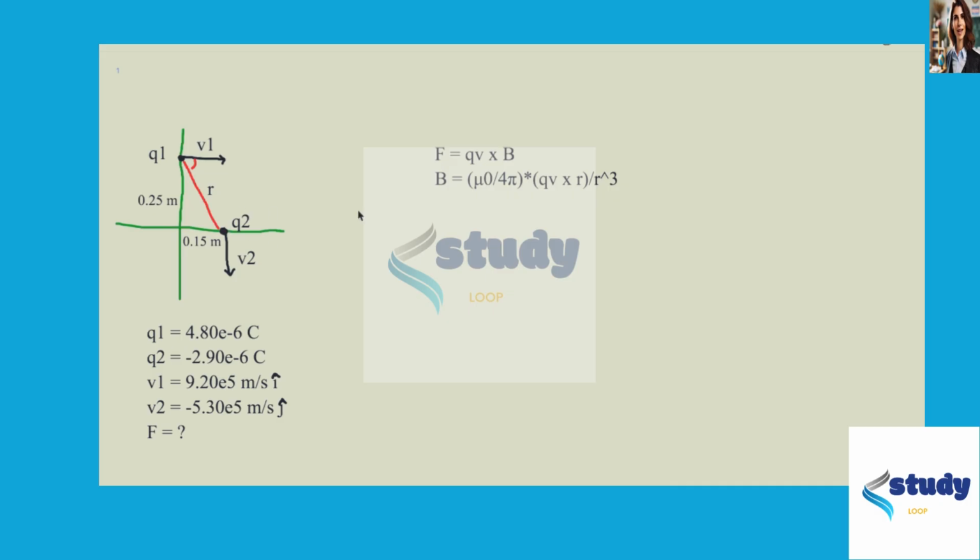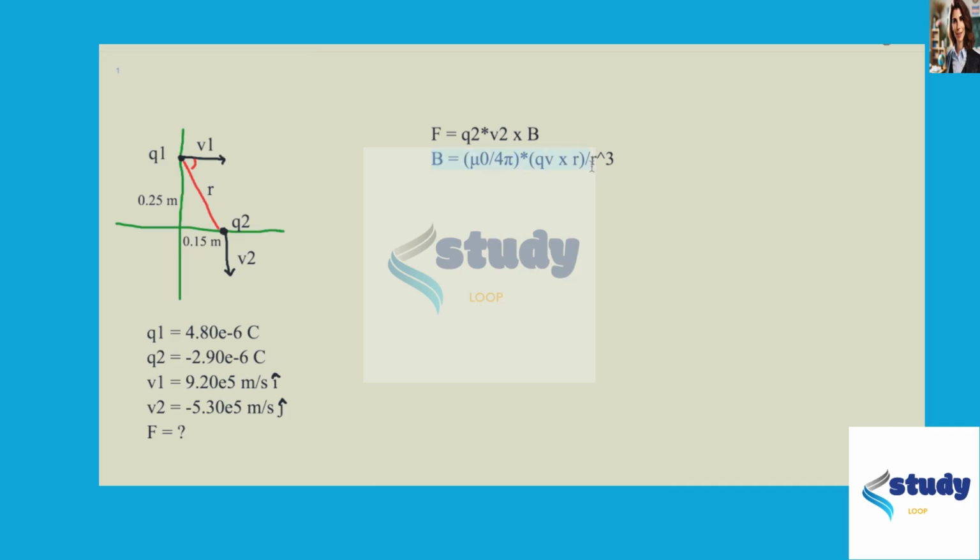So to solve this, we're going to need our equation that the force is equal to Q V cross B. And when we think about this, we want the force that's exerted on Q2 from the magnetic field from Q1. So this magnetic field is going to be the magnetic field coming from Q1. So here we want Q2 and V2 to be what we're considering. Now this B will be B coming from Q1.